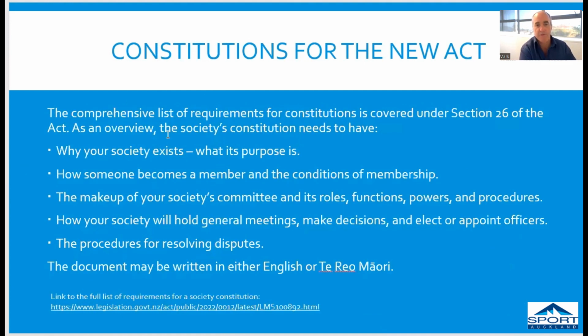Again, following on from the previous slide, this is what a constitution should contain at the very basic level. What its purpose is, how someone can become a member, and the conditions of membership. The makeup of your committees, roles, functions, powers, and procedures, and how the society will be run, how meetings will be held, how decisions are made, how people are elected into position, and procedures for resolving disputes. It can be written in either English or Māori.